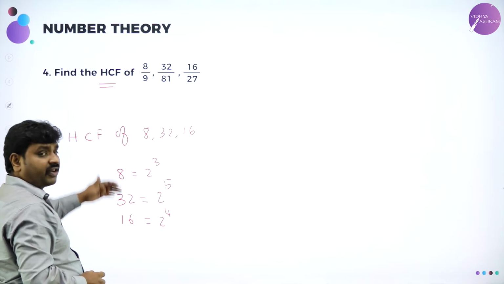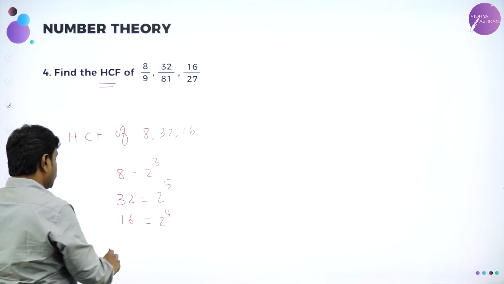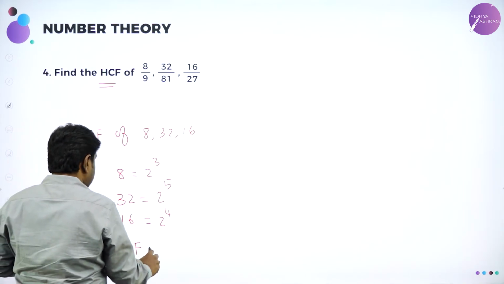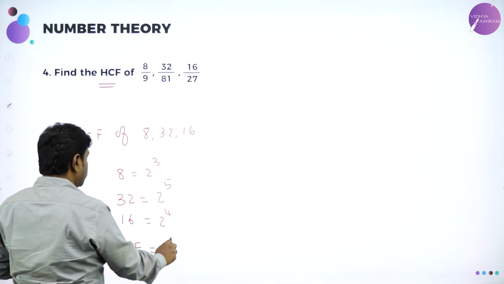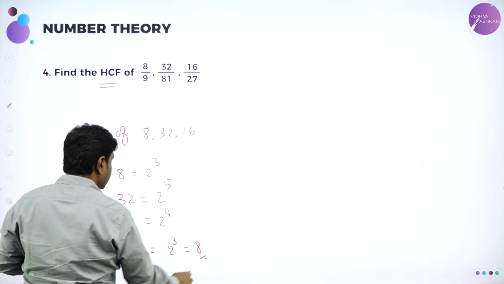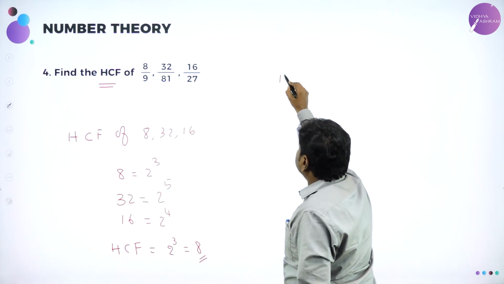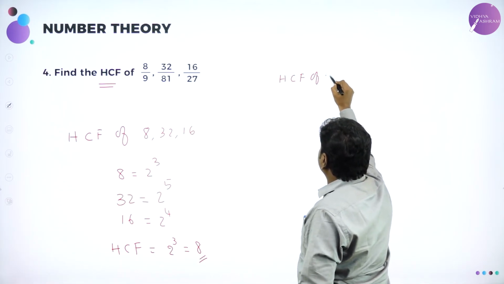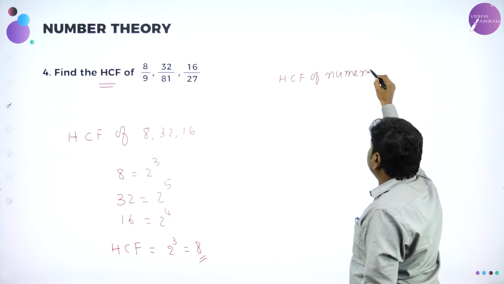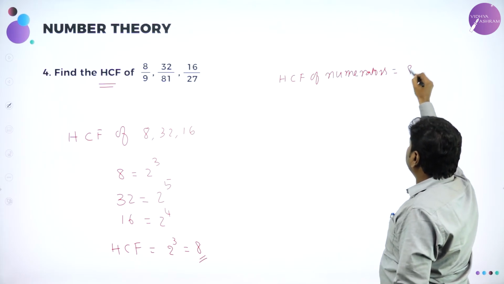So 2 is the common factor, take the least power. What is the HCF now? HCF is 2 to the power which is least, 2 power 3, which means 8. 8 is the HCF. So I got the HCF of the numerators. What is the HCF of the numerators? Exactly, 2 cube, that is 8.